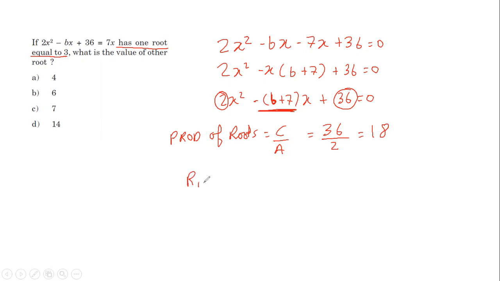And for the product of the roots, if I say the two roots are r1 and r2, I can say r1 times r2 is 18. Root 1 is already given to me, 3. I need the other root of this equation. So without solving for b, I got the other root as 6. So that becomes easier.